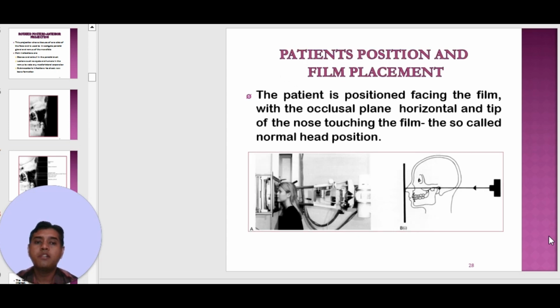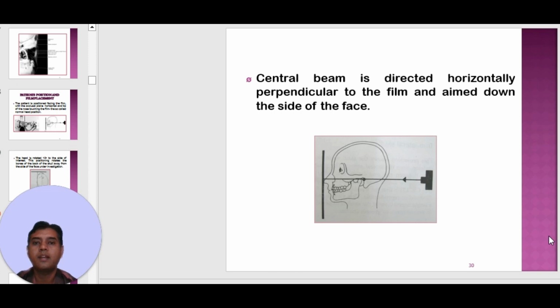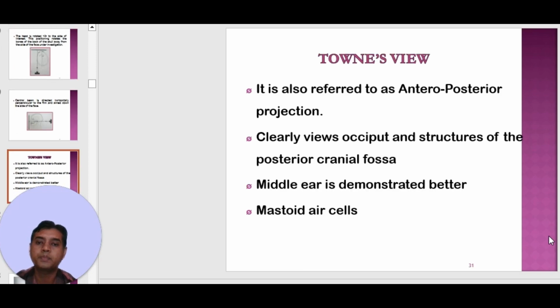The patient is positioned facing the film with the occlusal plane horizontal, and the tip of the nose should touch the film so that there is a normal head position. The head is rotated 10 degrees to the side of interest. This positioning rotates the bones of the back of the skull away from the side of the face under investigation. The central beam is directed horizontally, perpendicular to the film, and aimed down the side of the face.